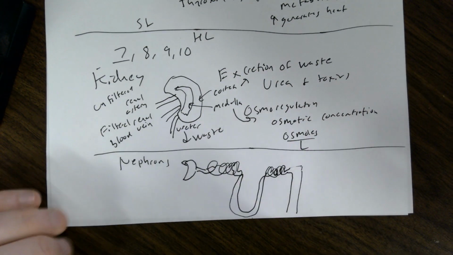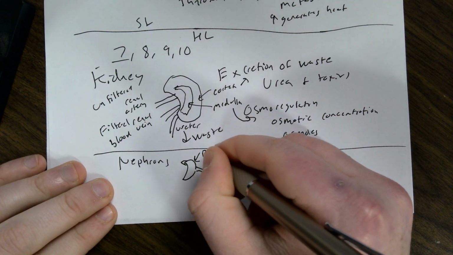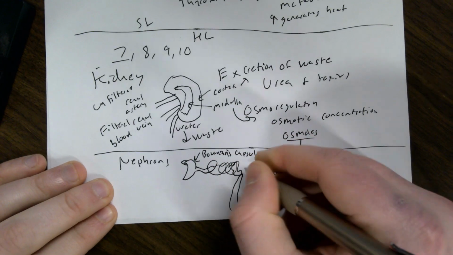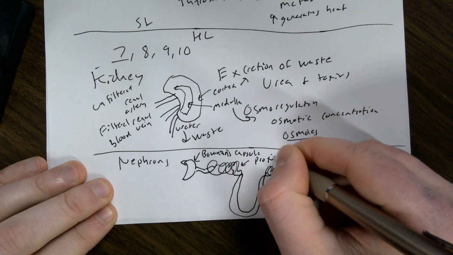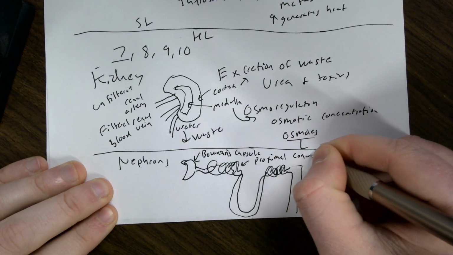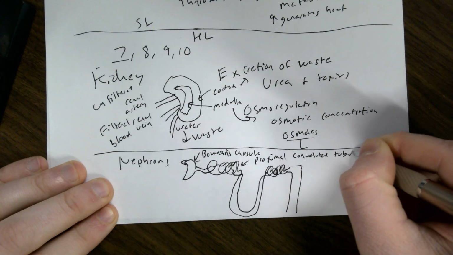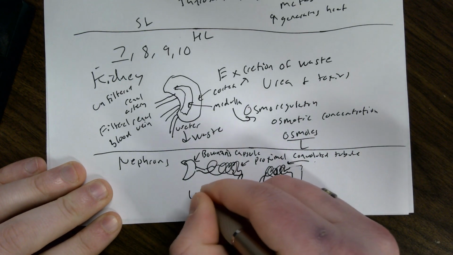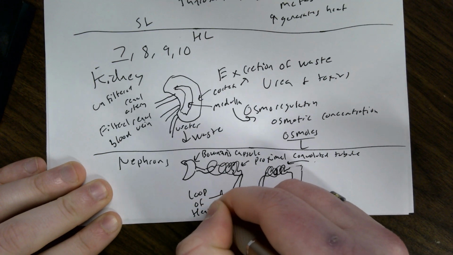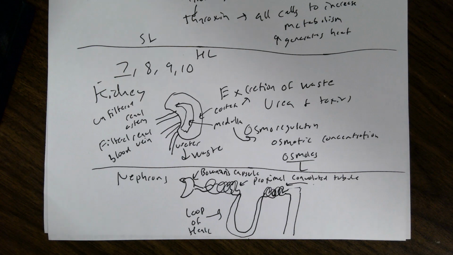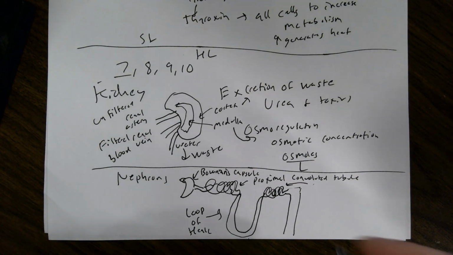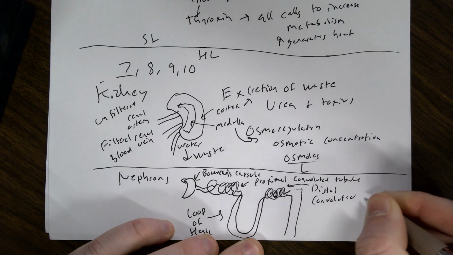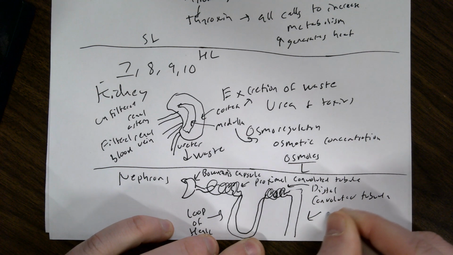Like that. Okay. And so you have the Bowman's capsule first. Then you have the proximal convoluted tubule. Then you have the loop of Henle. Then you have the distal convoluted tubule. And finally you have the collecting duct.